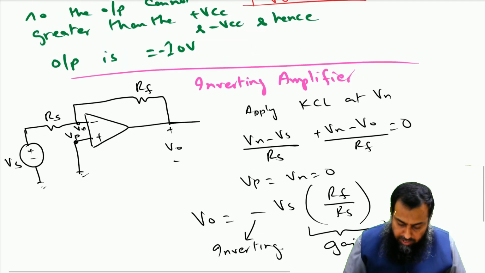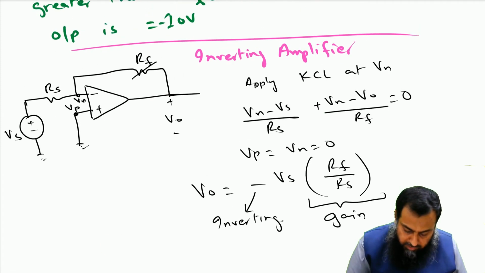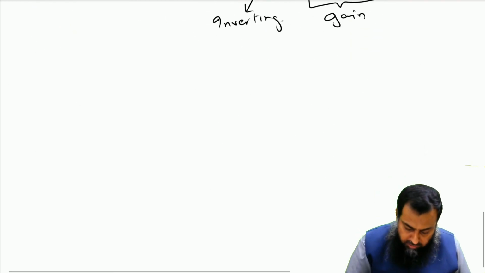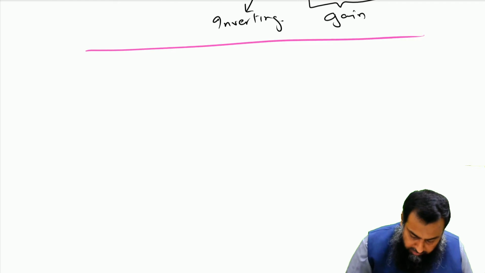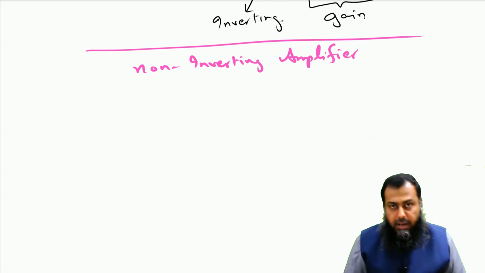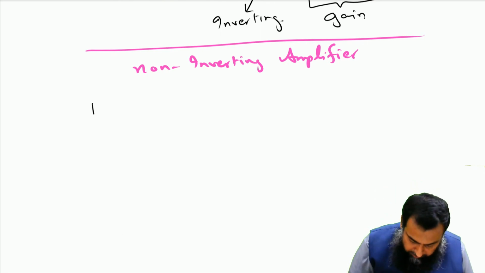Also we can see that one of these two resistances can be made variable, so that the output gain can also be controlled according to the needs and the requirement of a given circuit. Now let us see what is a non-inverting amplifier. Non-inverting amplifier has a different configuration. So let me draw the non-inverting amplifier as well.